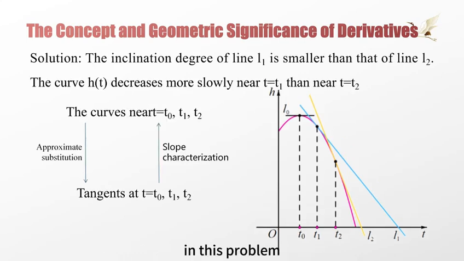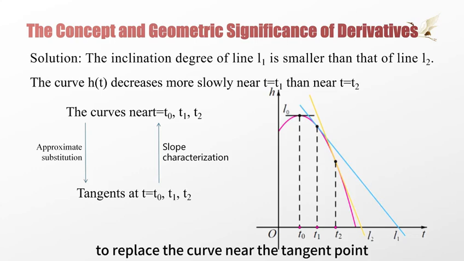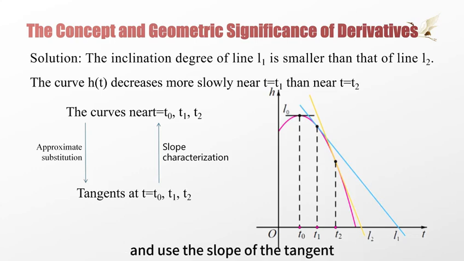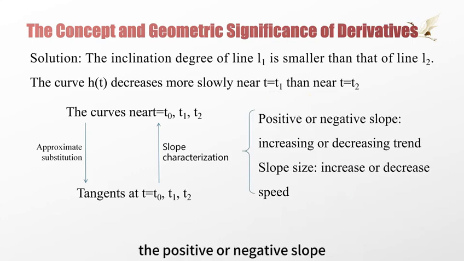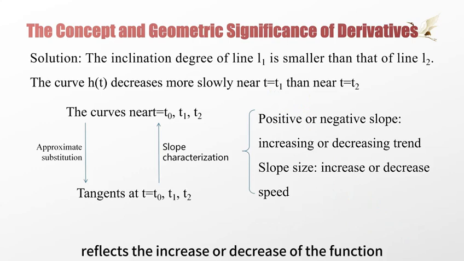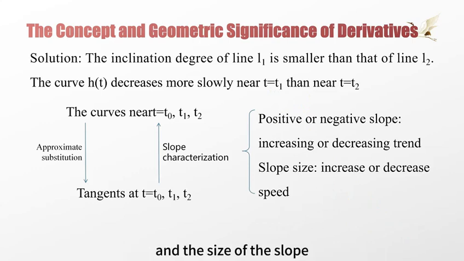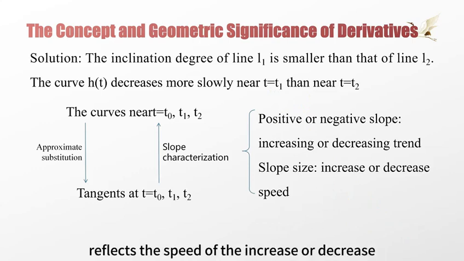In this problem, we used the tangent to approximately replace the curve near the tangent point and used the slope of the tangent to describe the change of the curve near the tangent point. The positive or negative slope reflects the increase or decrease of the function, and the size of the slope reflects the speed of the increase or decrease.